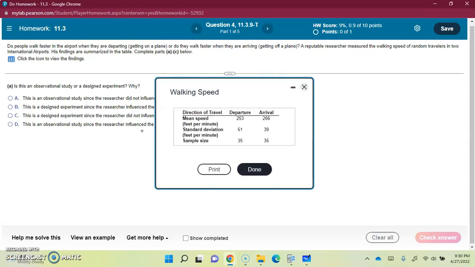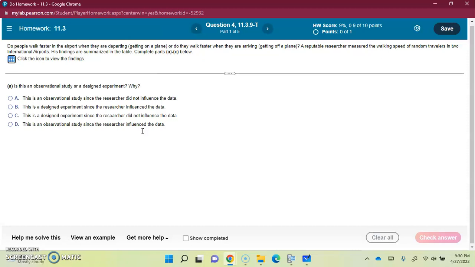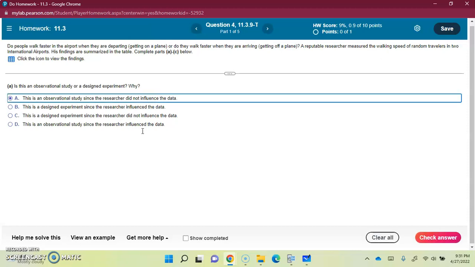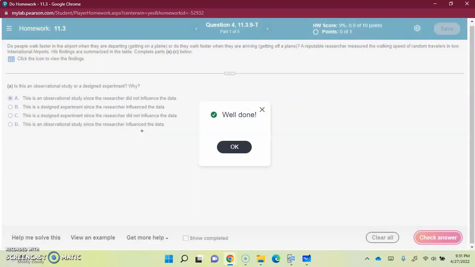Okay. So the question is, is this an observational study or a designed experiment? Do you remember what the difference is between the two? In an observational study, they just observe people, they don't control anything. In designed experiments, they control the factors in the study, right? In this case, they're just observing because they are not influencing any data. So this is an observational study since the researcher did not influence the data.